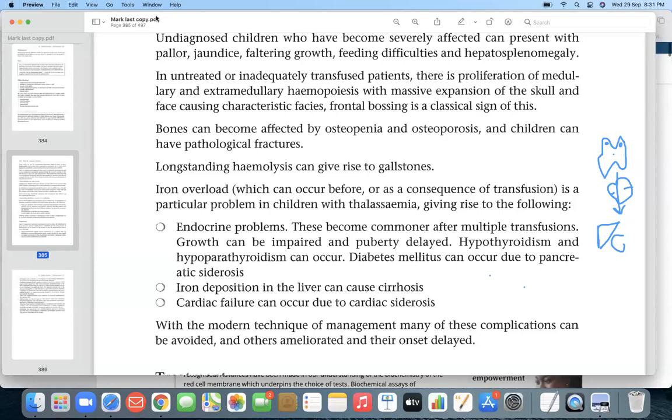As I told you, the spleen is too large, so it will cause discomfort for the child. And there can also be a chance of traumatic rupture in the large spleen. And he told this 180 to 240 ml. And features of hypersplenism.